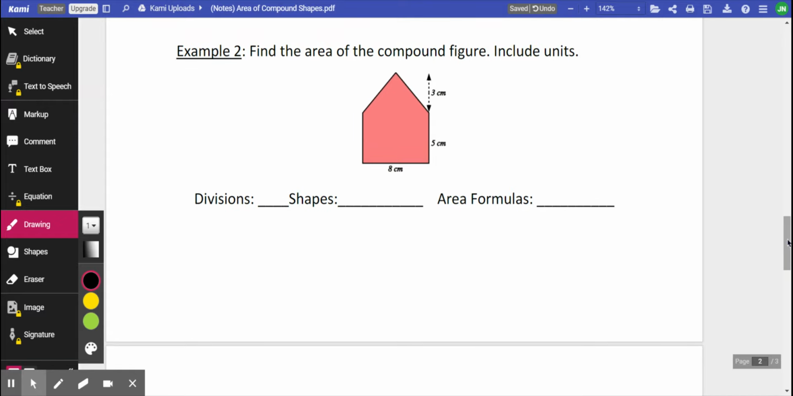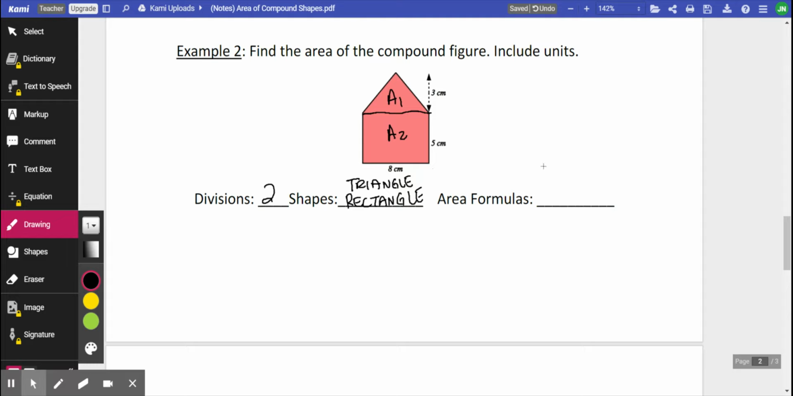Okay, let's try this one on for size. So what figure or figures do you see here? In my personal opinion, I think that if I were to divide this one more time in this form, I can see two figures. I can see a triangle that is up there, and I can see a rectangle that is on the bottom. So I'm going to do two divisions, and the shapes that I have are a triangle, that is the top portion, and then a rectangle, that is the bottom portion.